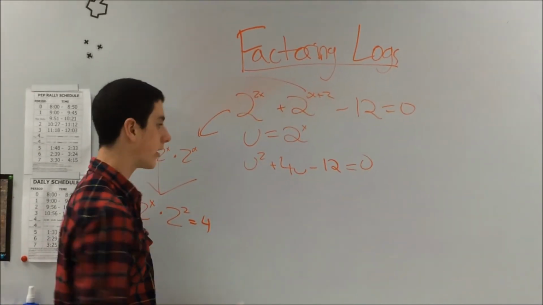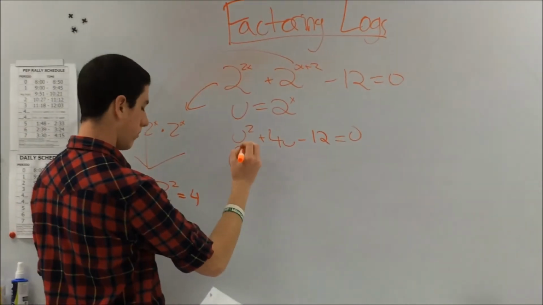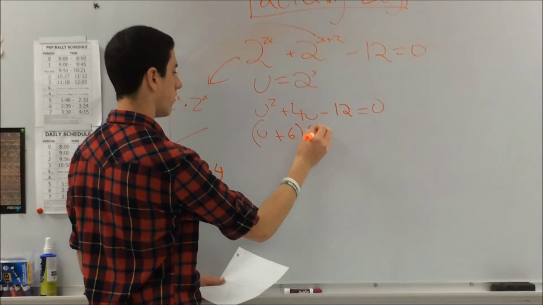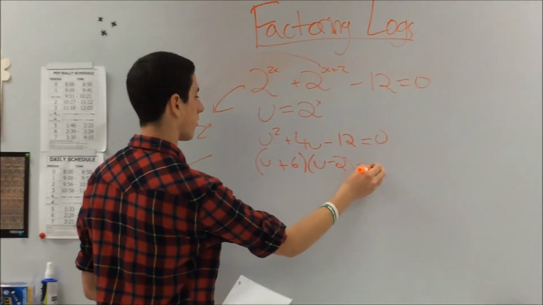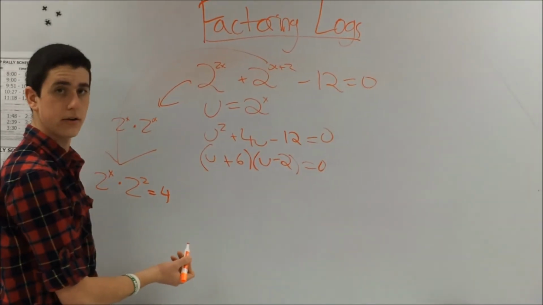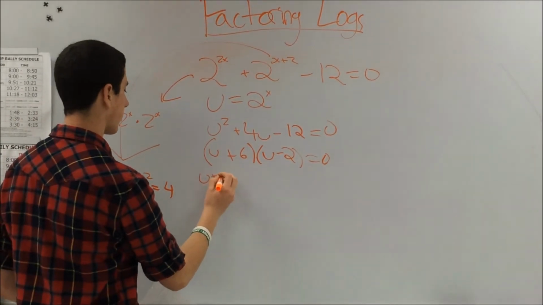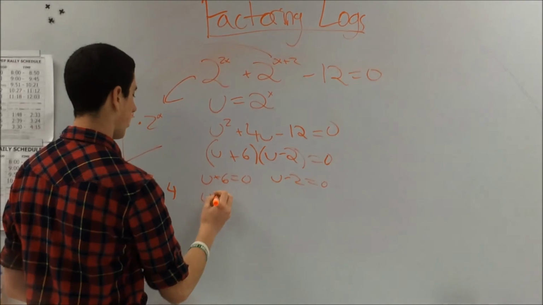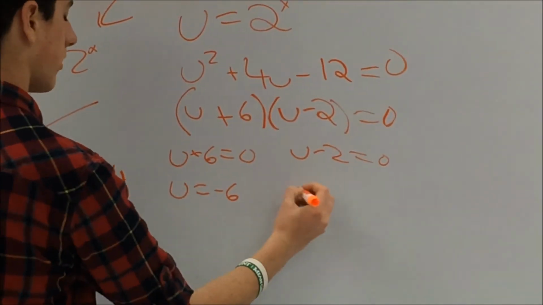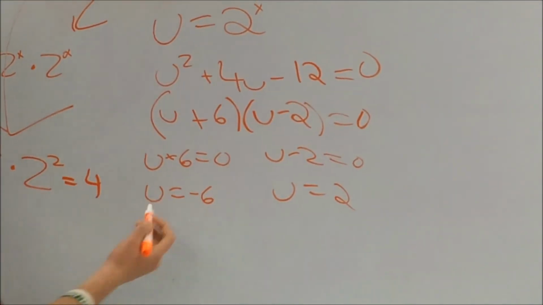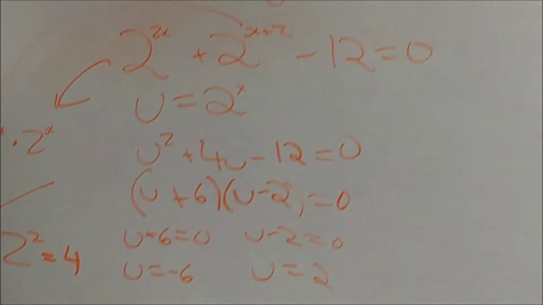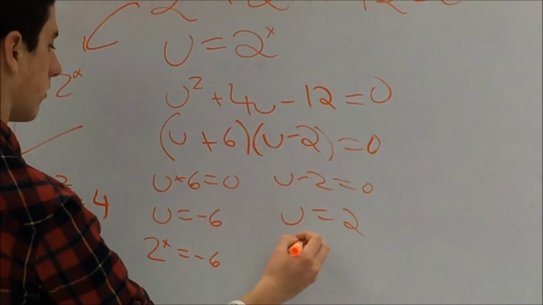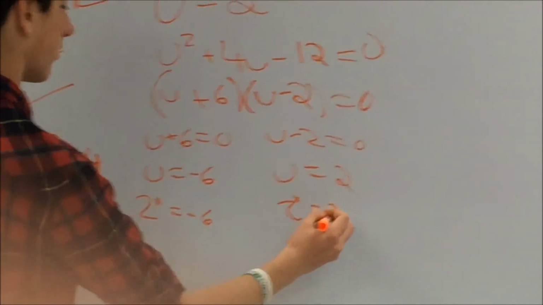Well, now we can factor this pretty easily. So you're going to do u plus 6 and u minus 2 equals 0. And now you're going to set each factor equal to 0. So u plus 6 equals 0, u minus 2 equals 0, u equals negative 6, and u equals 2. But now we have to plug 2 to the x back in for u. So 2 to the x equals negative 6, and 2 to the x equals 2.